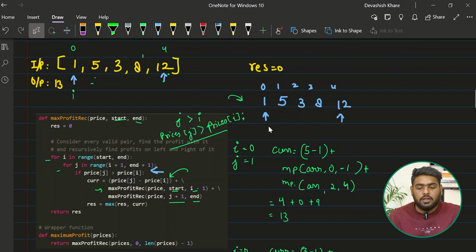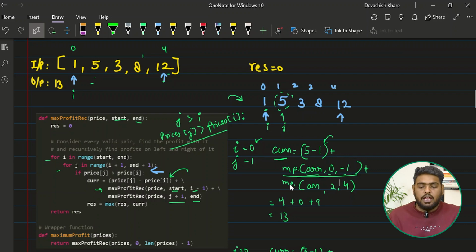Again, taking this one up, assuming your i is initially here at 0 and your j is here at 1. So what will be your current profit? You can see that the value 5 is bigger than 1. Yes, you can record that. 5 minus 1 would be your profit. Plus, you will have to give this recursive call. In this recursive call, you pass on your array, you pass on the starting index that you have. The starting here is 0. And the ending index would be the left chunk, that means current i where you are at minus 1. For us, it is going to be 0 minus 1, which is -1.